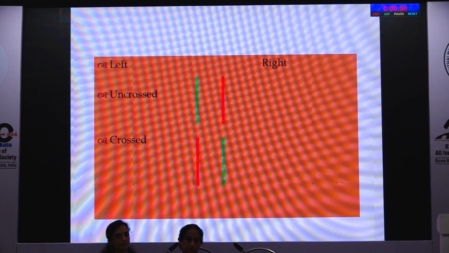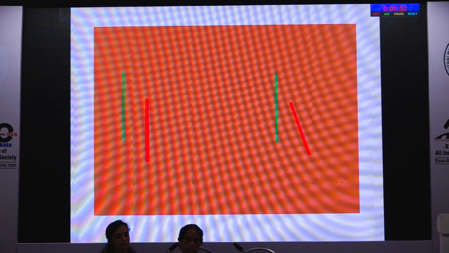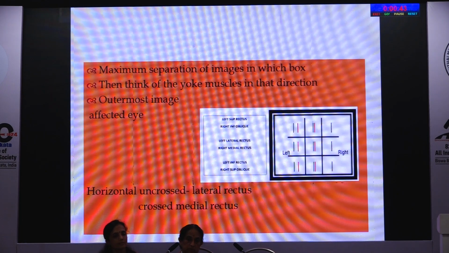And usually it is red in front of the right eye and green in front of the left eye. That too you have to document. And how the images are separated, whether it's a horizontal separation or a vertical, oblique or a combination. Also, from the double vision you can find where the maximum separation of images is occurring, in which box. And then you should think of the yoke muscles in that particular direction. So you should have an idea of which muscles act in those particular directions.